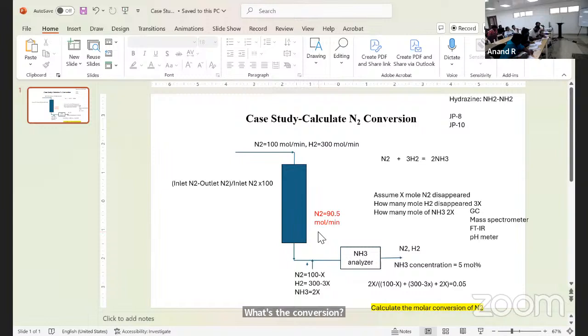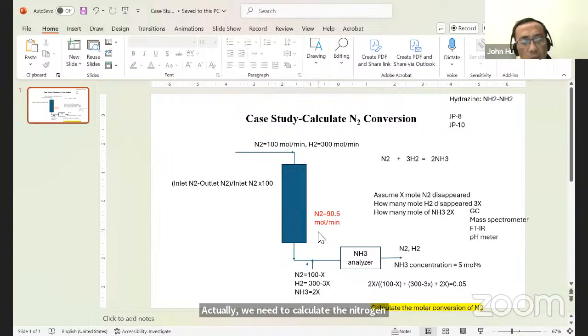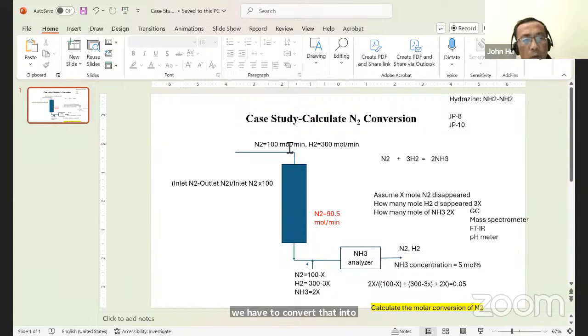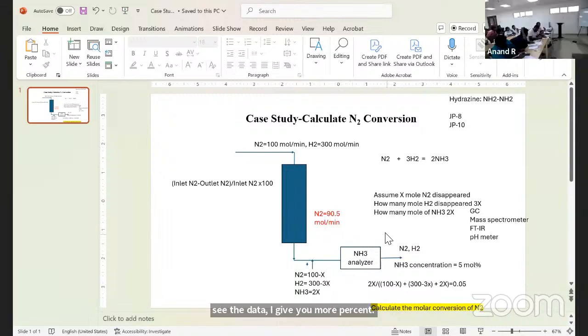Actually, we need to calculate the nitrogen molar concentration. Why do you need to calculate molar concentration? We know that it is 90.5 in volume percentage, so we have to convert that into volume. No, the flow. I gave you the mole percent. See the data, I gave you mole percent. Yes, sir. We can calculate it.